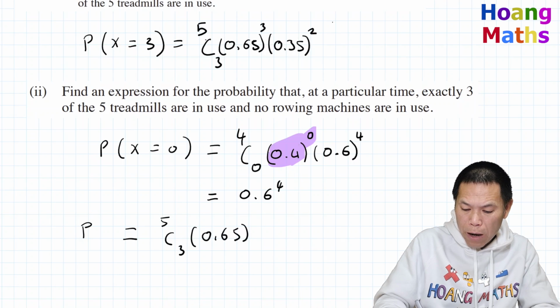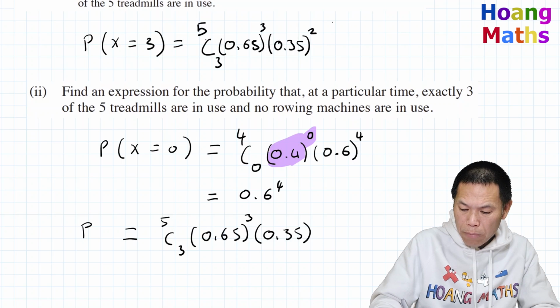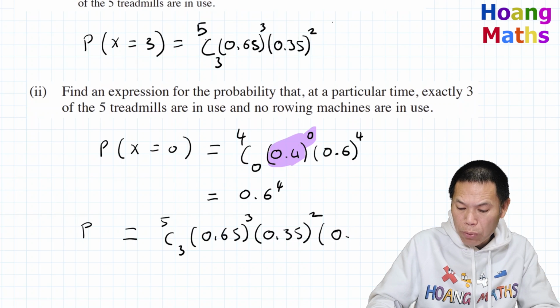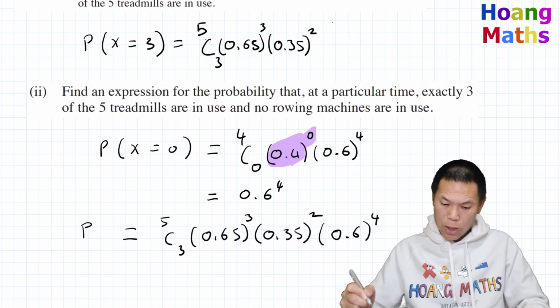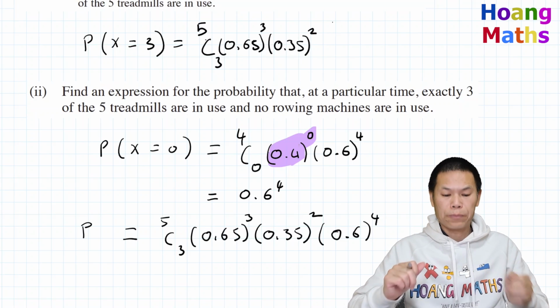0.65 to the power of 3, 0.35 to the power of 2, and 0.6 to the power of 4. So there you go.